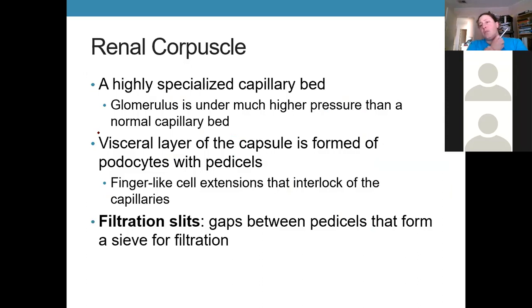In order to properly filter the blood, the glomerulus has to handle really high pressures, and the visceral layer of the capsule helps with the filtration. By covering these really leaky capillaries, it forms filtration slits, so that we're filtering the blood without letting proteins out, because we don't want the proteins to come out. We need them to stay in the blood.